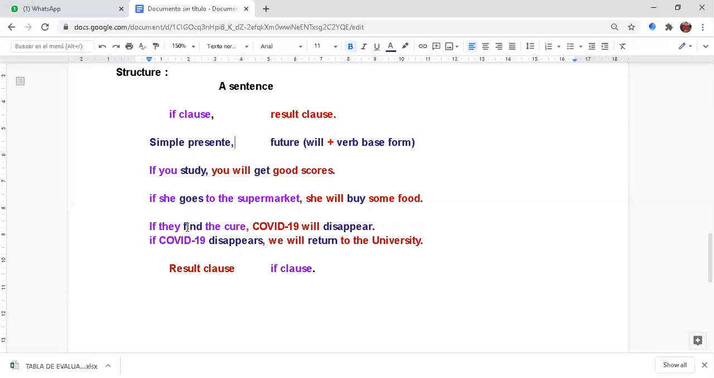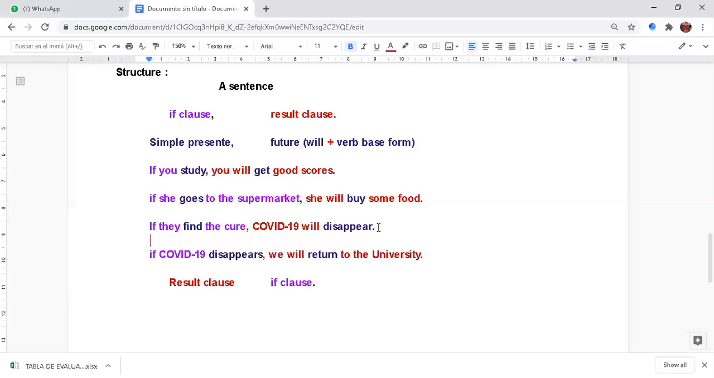So find, simple present; disappear, will disappear, auxiliary will with the verb in the base form. Another example: if COVID-19 disappears, we will return to the university. As you can notice, we are using two clauses. One is the if clause and the other is the result clause. You have to use simple present in the if clause, and future in the result clause.